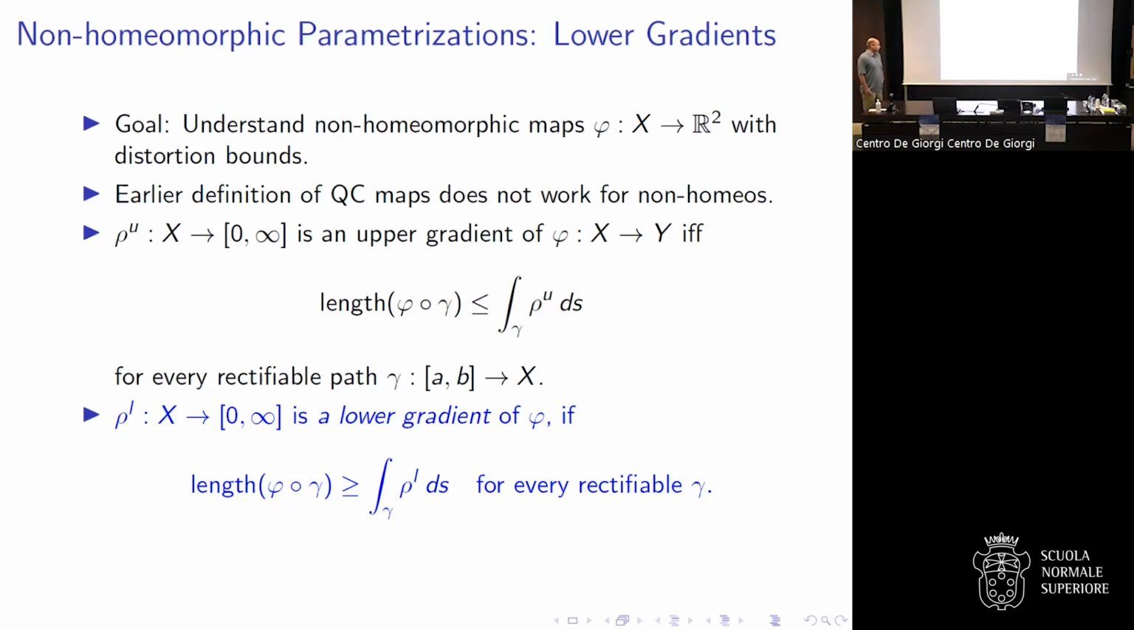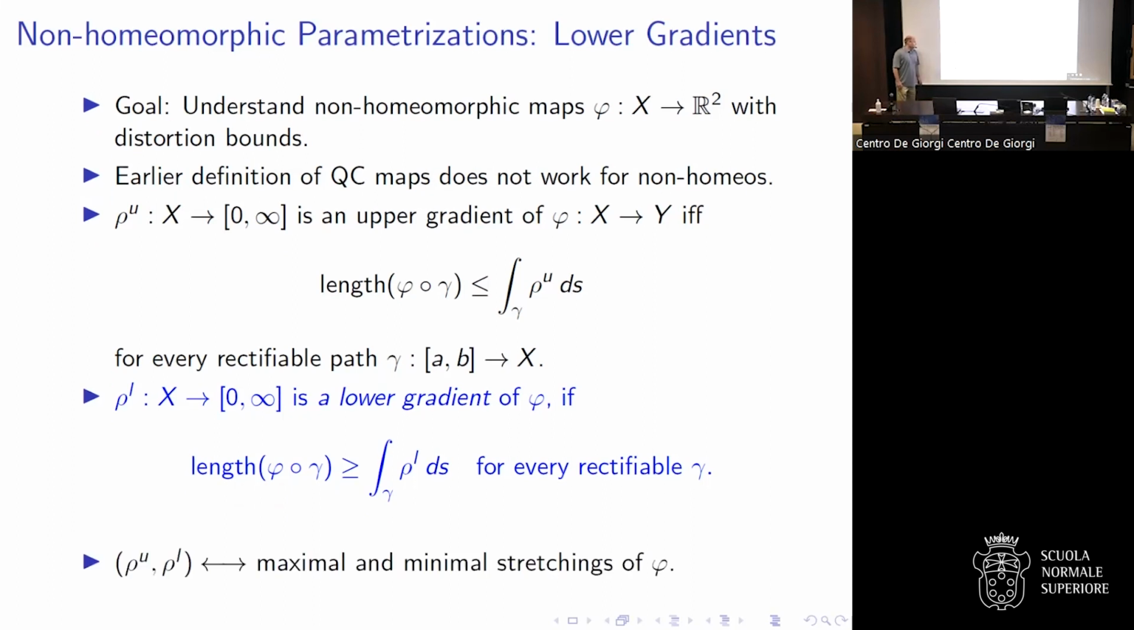But if you're working with mappings where the domain and the target have the same dimension, then this makes more sense. What this means is that while the upper gradient represents the maximal stretching of the mapping, the lower gradient represents the minimal stretching. So then you can talk about distortion using these two things.